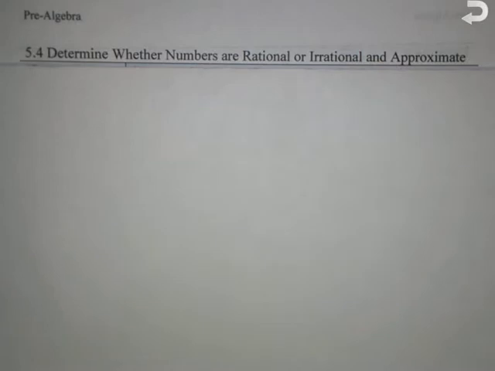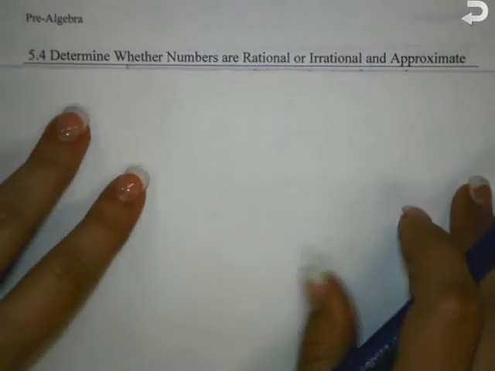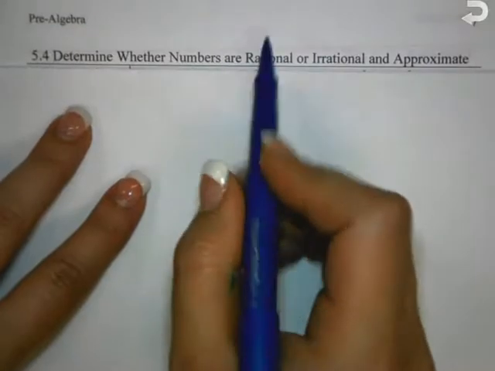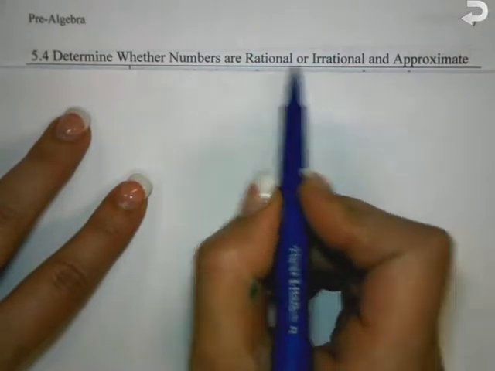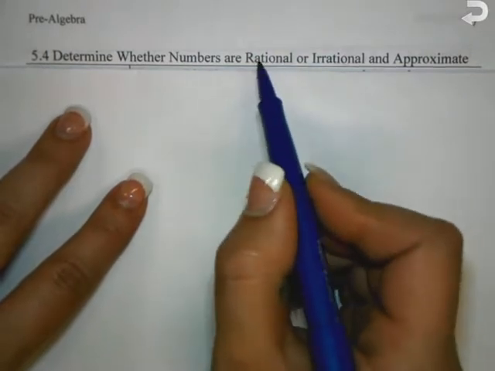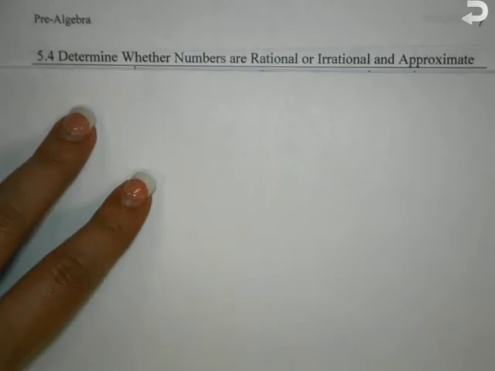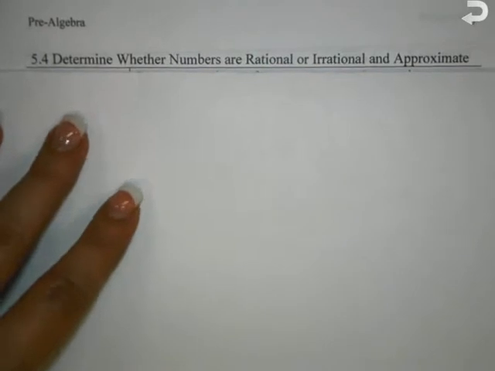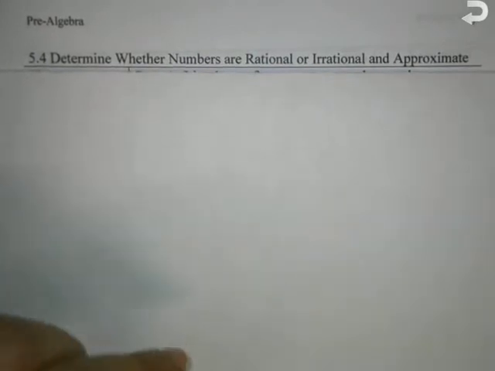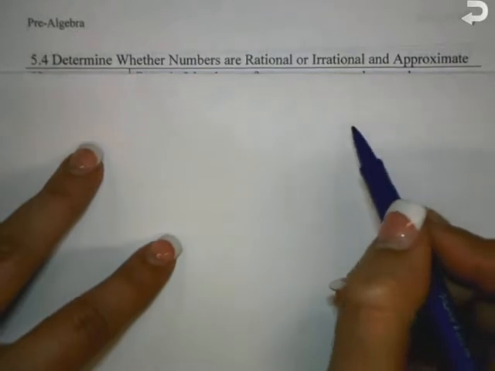5.4, so this is the last lesson for Unit 5. Today we are looking at what are called rational and irrational numbers. We're going to learn the difference between those. And then we're also going to be able to take square roots. And you know the square roots that are not perfect squares? Like, for example, square root of 5? We're going to approximate those. Okay?